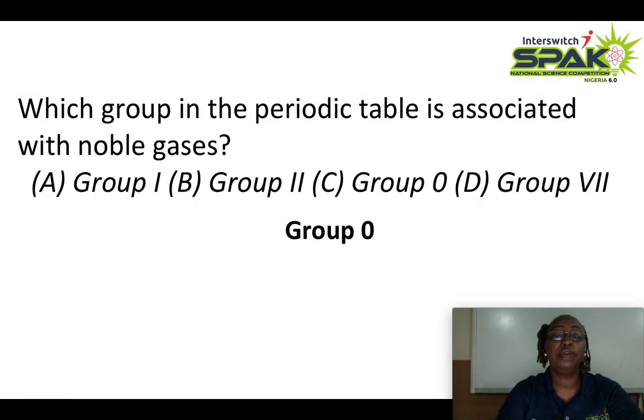Which group in the periodic table is associated with noble gases? Group 0. They do not give or take electrons; they have an octet structure, and all the valence shell is complete, so they don't go into reactions. They are called group 0 or group 8, the noble gases.